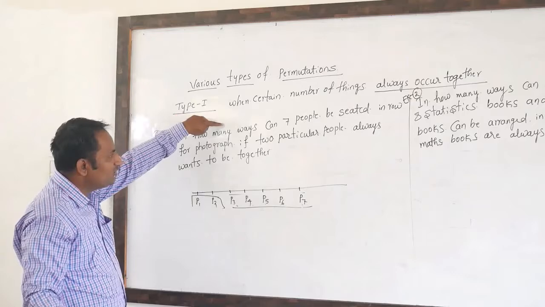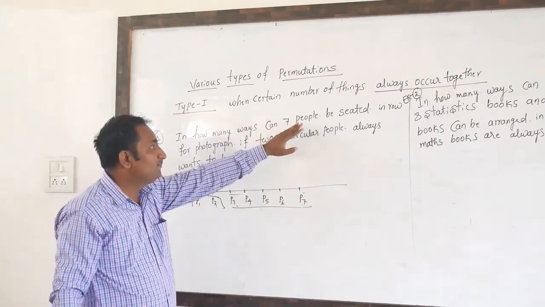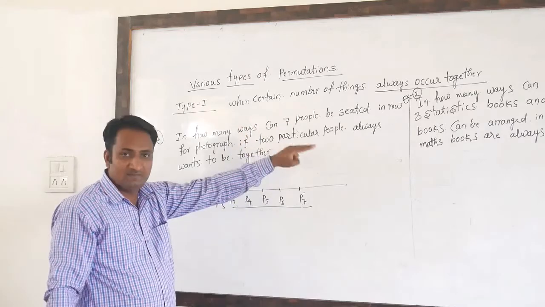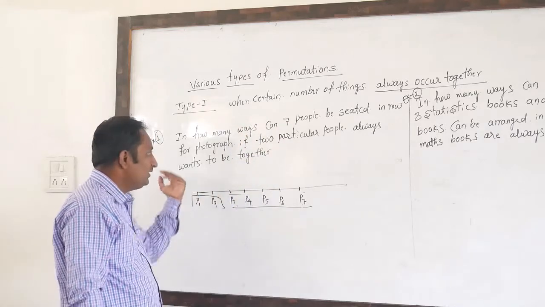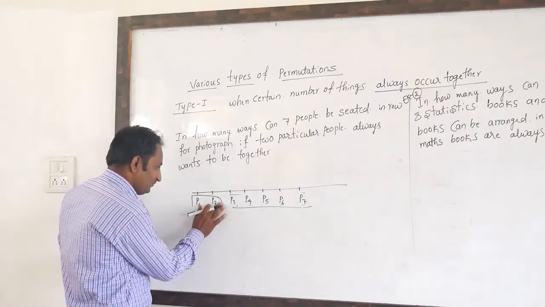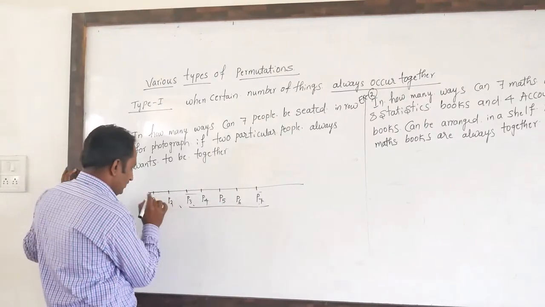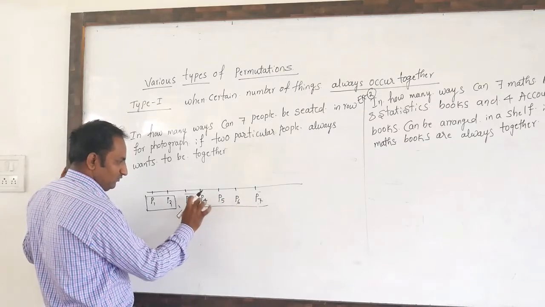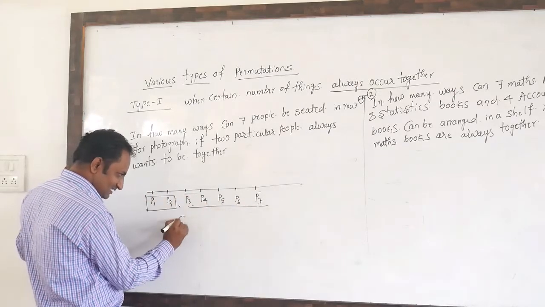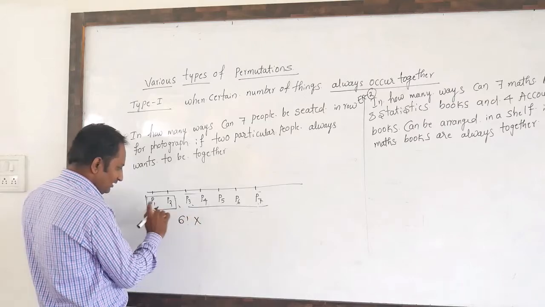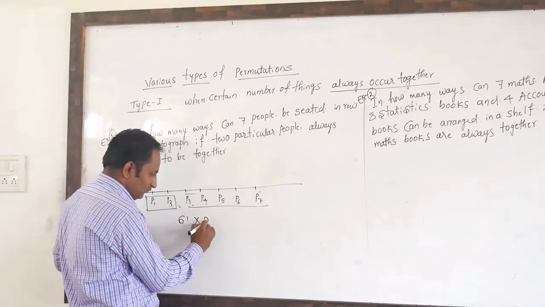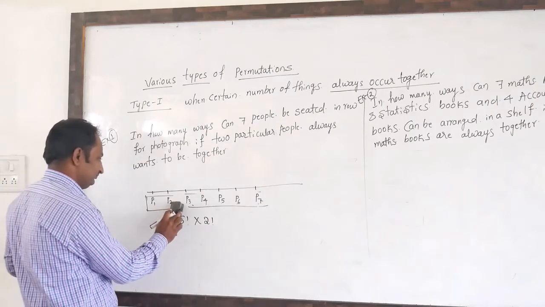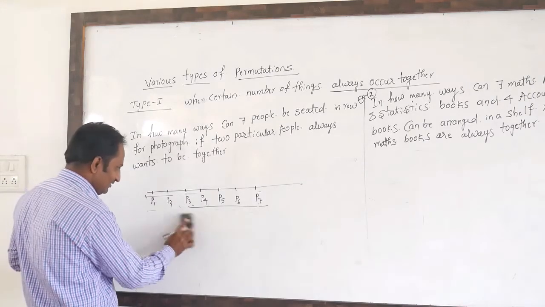In how many ways can 7 people be seated for a photograph if two particular people always want to be together. That's why we can take this as one group: 1, 2, 3, 4, 5 and 6 factorial into these two people 2 factorial. In this place this is our answer.